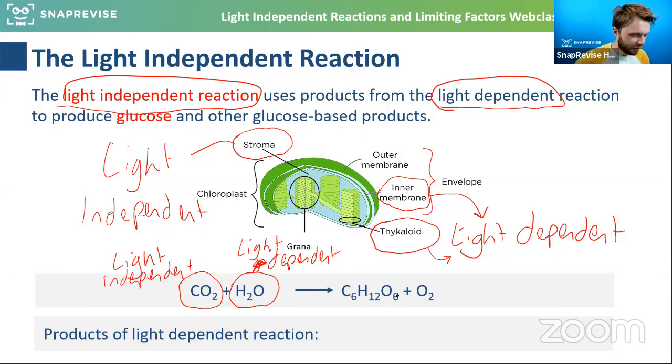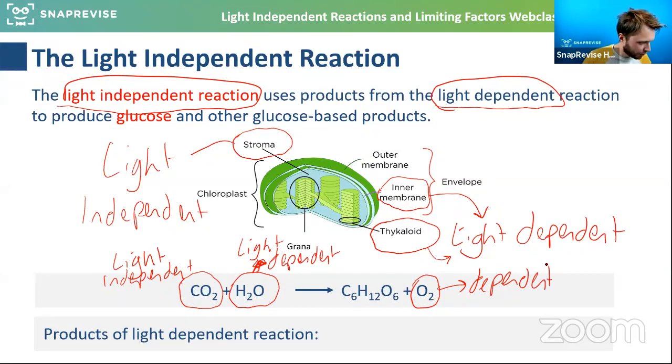In terms of when these different things are made, who can tell me when oxygen is made? Who remembers when oxygen is made? Photolysis, yes, lovely, perfect. So yeah, oxygen is being made in the light dependent stage. I'm just going to write dependent as opposed to light dependent. So oxygen is being made in the light dependent.